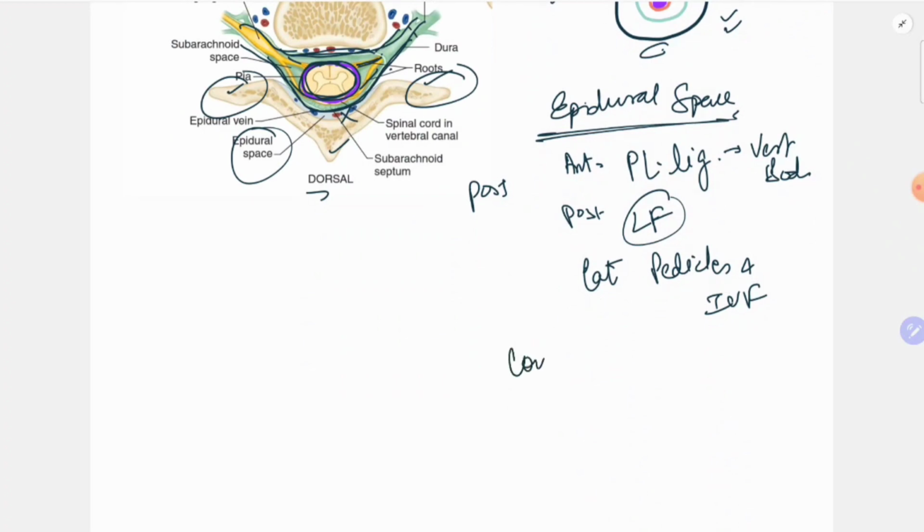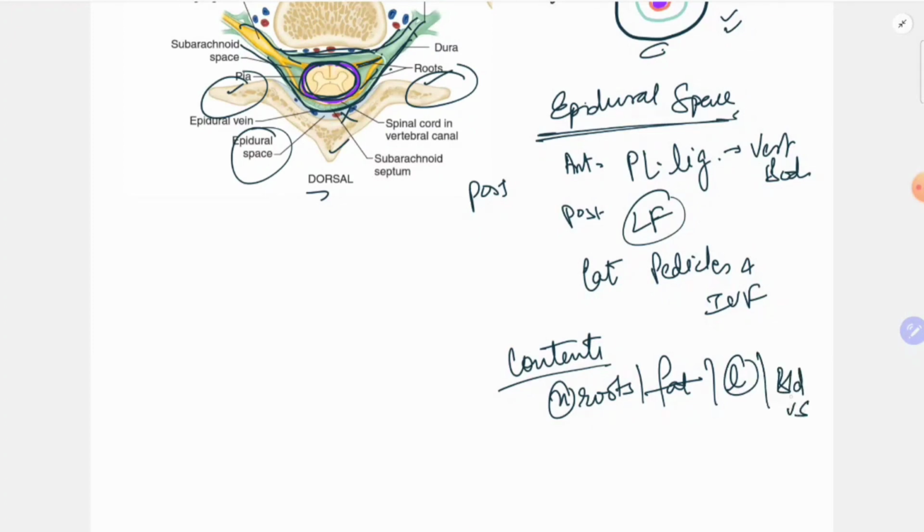Next comes its contents. The epidural space contains, obviously, nerve roots, then there is fat, there are lymphatics, and then there are blood vessels. Of the blood vessels, there is a venous plexus which deserves mention. That's Batson's venous plexus, and it is an important part of venous drainage.